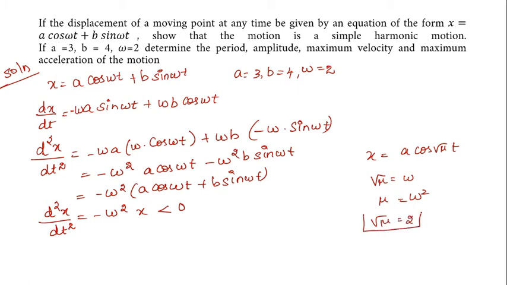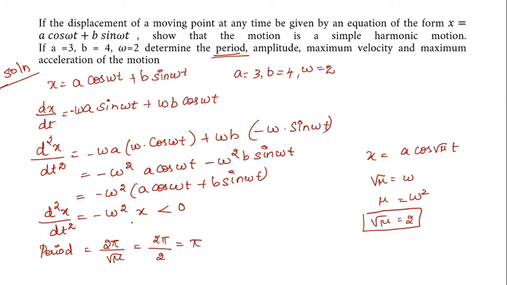Right. So we have root mu is equal to 2. And we can find the period. They ask you to find the period, right? So by using the formula, period is equal to 2 pi by root mu. So that is 2 pi by 2, that is equal to pi. So the period is pi.